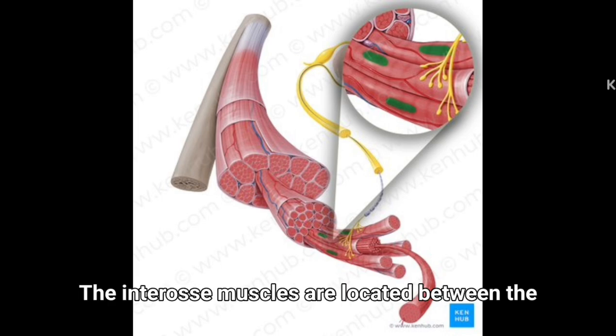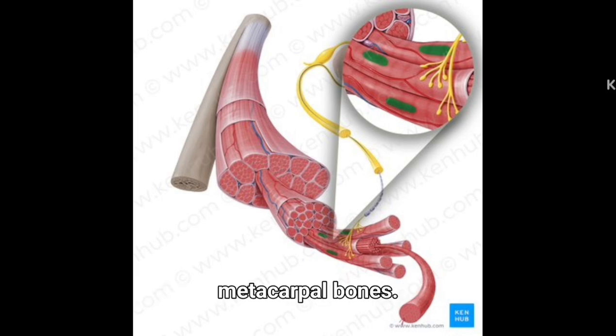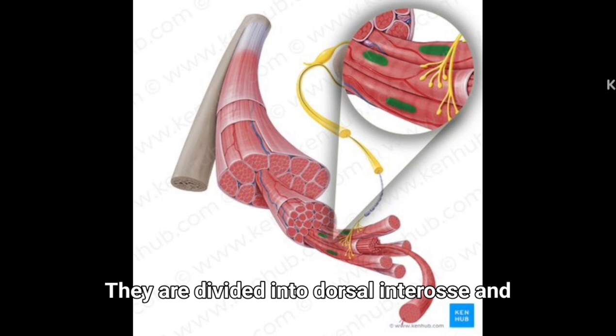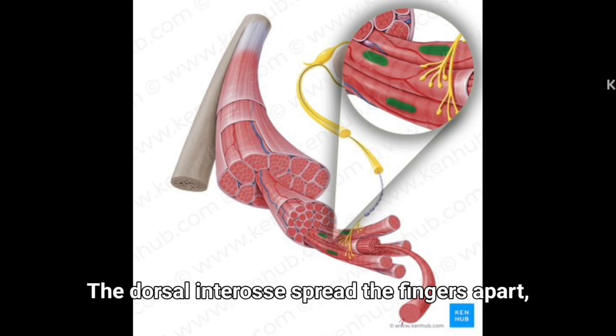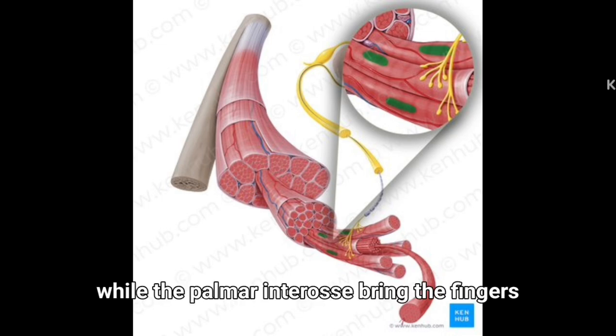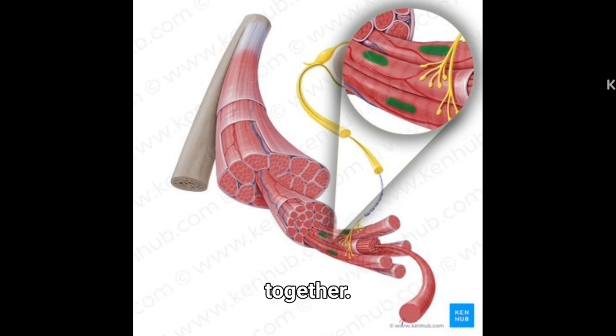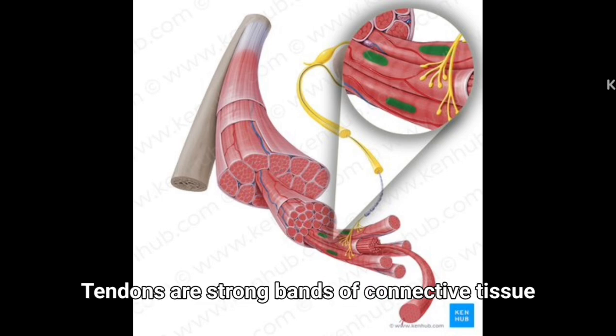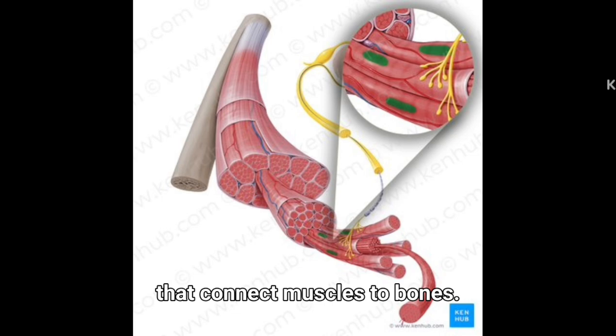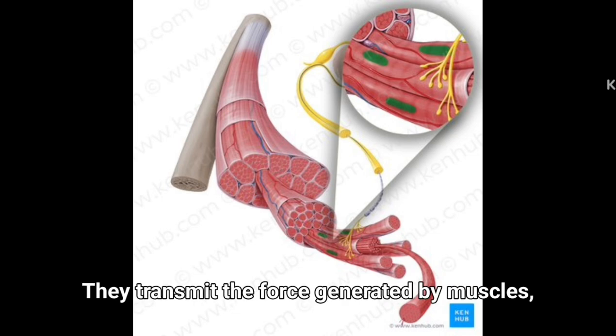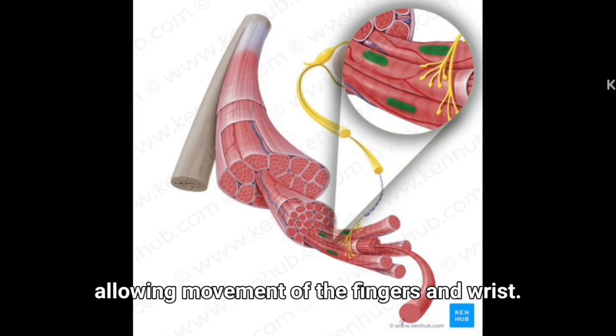The interossae muscles are located between the metacarpal bones. They are divided into dorsal interossae and palmar interossae. The dorsal interossae spread the fingers apart, while the palmar interossae bring the fingers together. Now let's discuss tendons. Tendons are strong bands of connective tissue that connect muscles to bones. They transmit the force generated by muscles, allowing movement of the fingers and wrist.